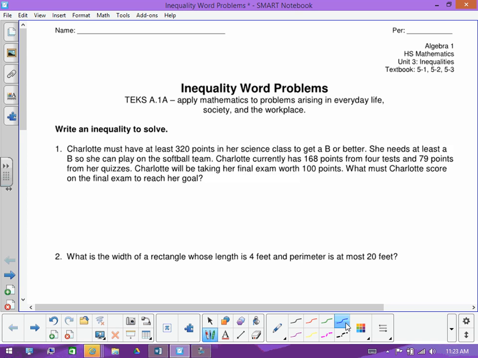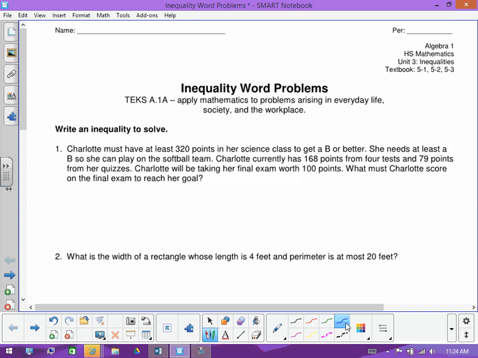Okay, so Charlotte must have at least 320 points in her science class to get a B or better. She needs at least a B so she can play on the softball team. She currently has 168 from tests and 79 from her quizzes. She'll be taking her final exam worth 100 points. She wants to know what she must score to reach her goal.